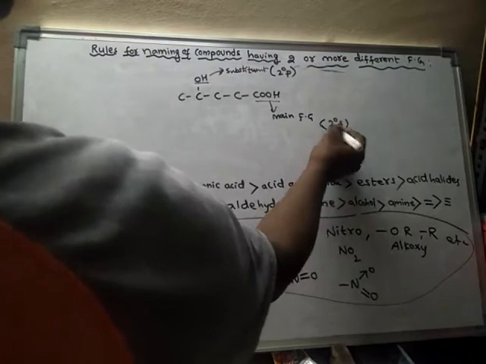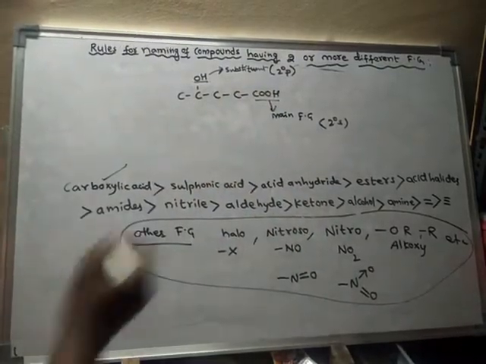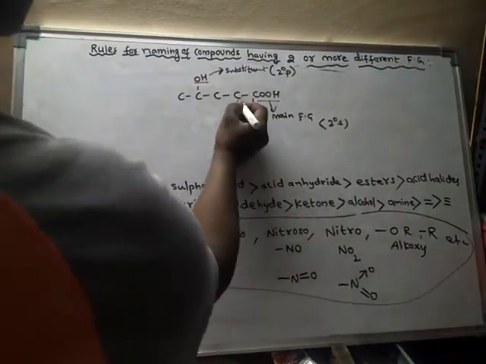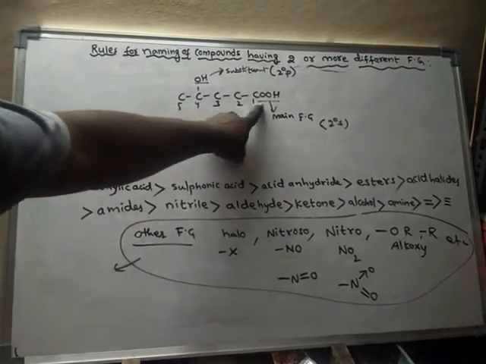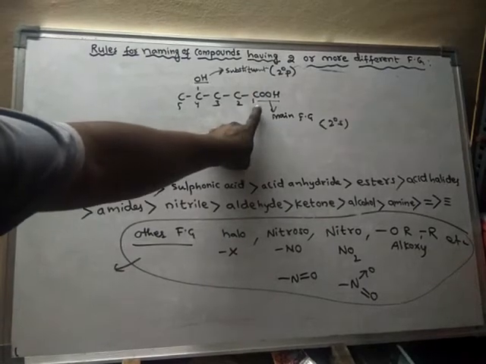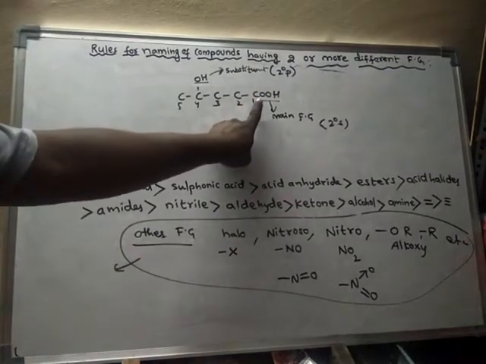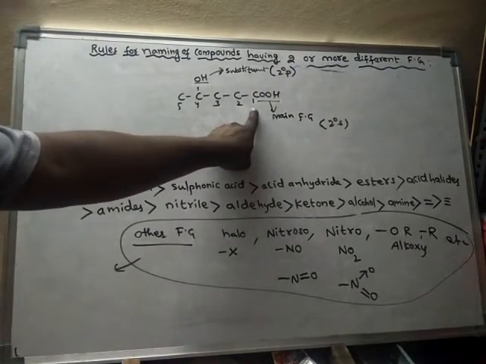So now we will write the name of this compound. This is the first carbon, second, third, fourth and fifth carbon. Remember that this is a chain terminating functional group. So if a chain terminating functional group is present, it will be given the number 1. Okay.